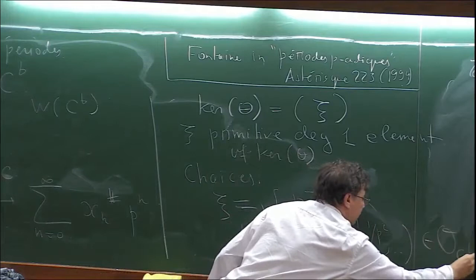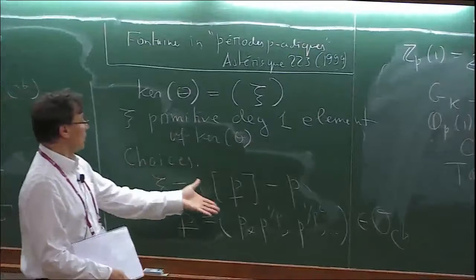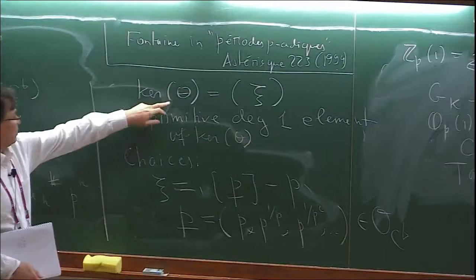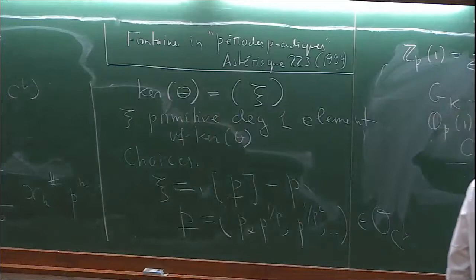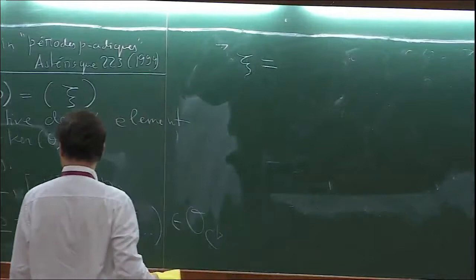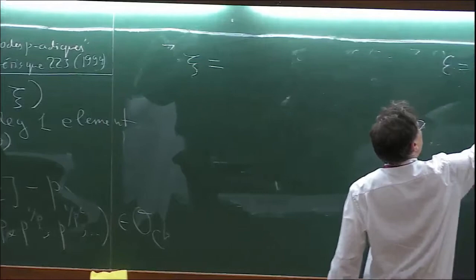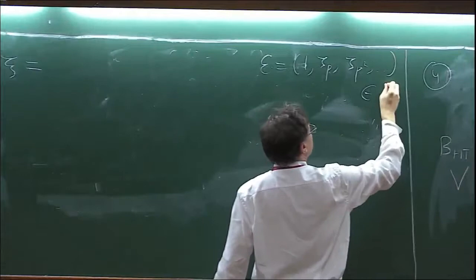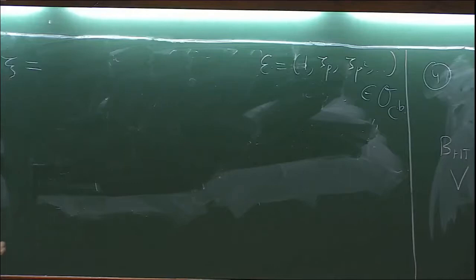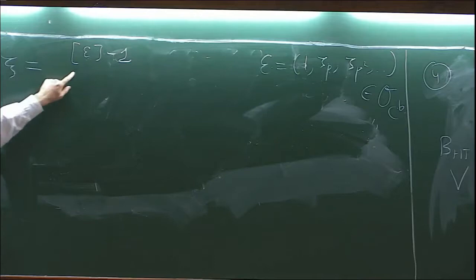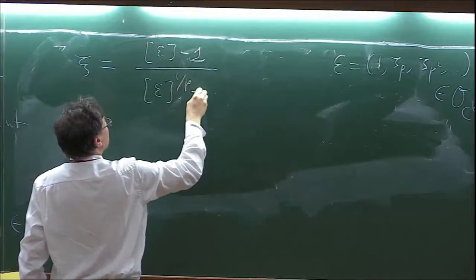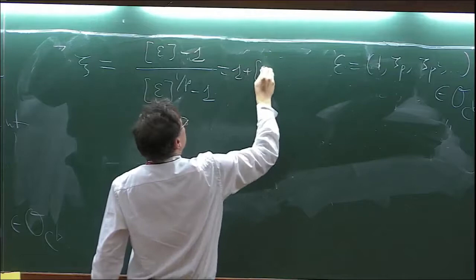And tautologically, one sees immediately that it is of degree one and theta of this element is zero. Or another reasonable choice is to start with the element epsilon, taking a compatible system of p^n-th roots of unity in OC tilde. And so if you take epsilon minus one, we immediately see that it lives in the kernel. But it is not primitive. But if you divide it by epsilon to the 1/p minus 1, we get a primitive element.